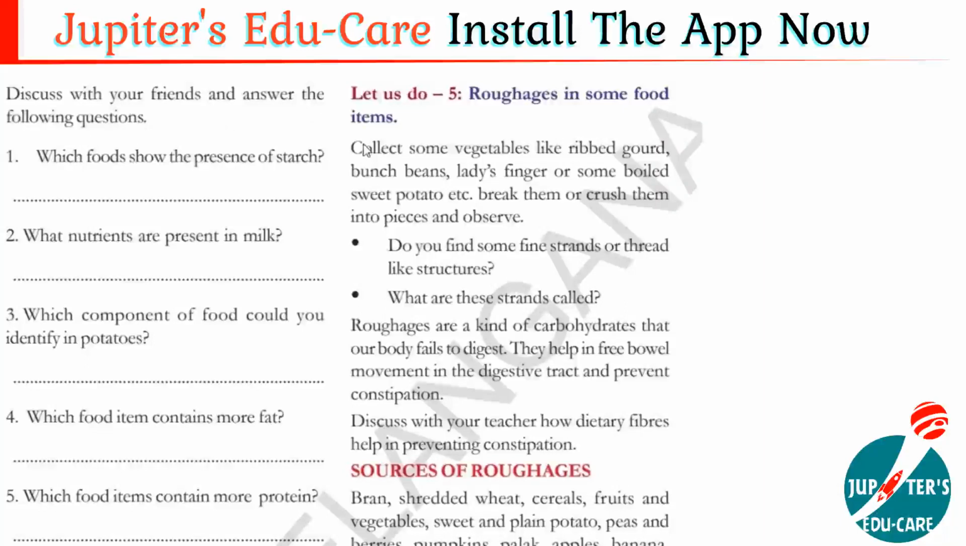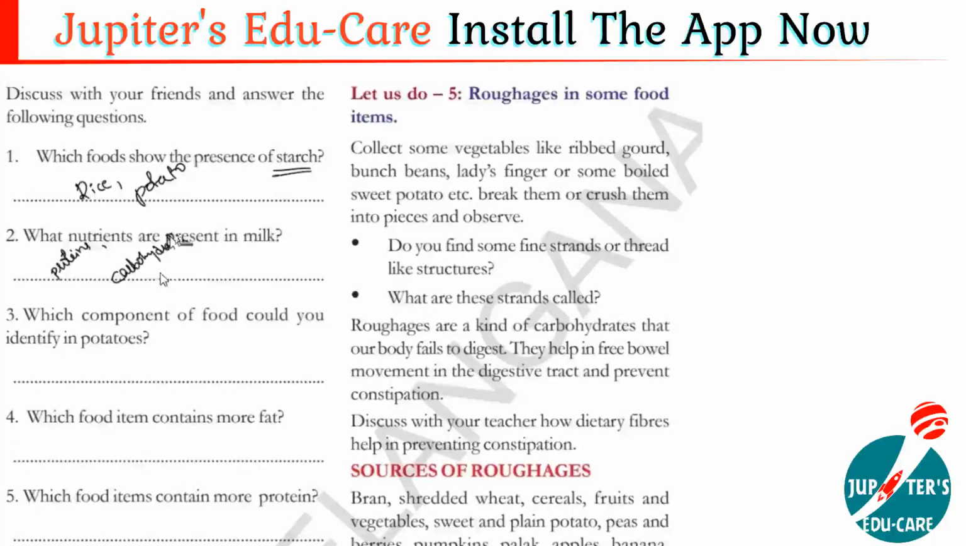Right, here we have some questions based on the table. Let us try to answer these questions. See, which food shows the presence of starch? According to the table, which food shows the presence of starch? In the table, rice and potato. Okay, rice and potato, so more amount of starch is present in these. Then come to what nutrients are present in milk? In the milk there are proteins. Okay, proteins are present in the milk. Then carbohydrates are present.